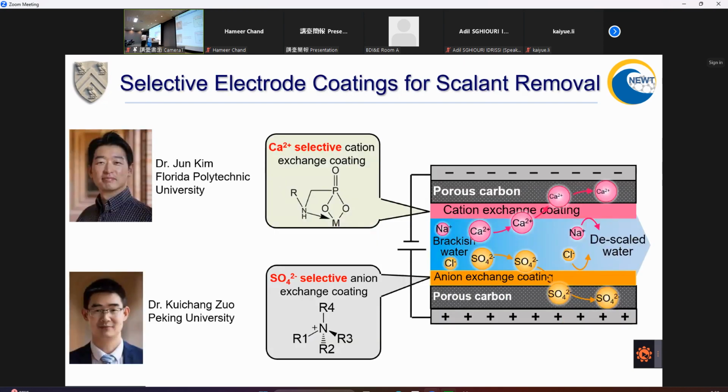The first example I give you is some older work where we tried to develop a selective CDI process for scaling ion removal. Calcium and sulfate are of interest in this study. The idea is very simple. We put in chemical functional groups that are selective for calcium and sulfate. We also use a substrate that can serve at the same time as either a cation exchange membrane or anion exchange membrane. So you have a thin coating that serves as your ion exchange membrane in the MCDI process, and at the same time has high selectivity for your target ions.